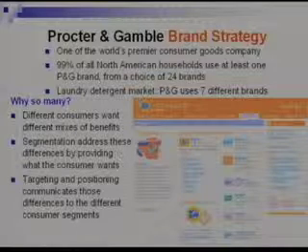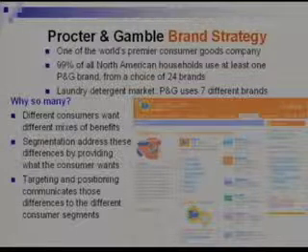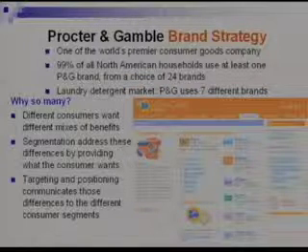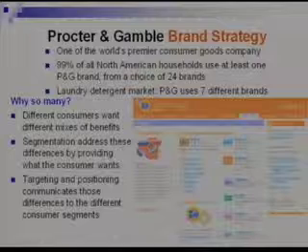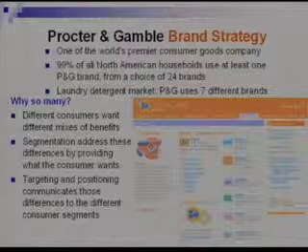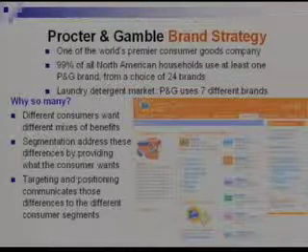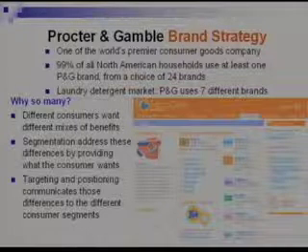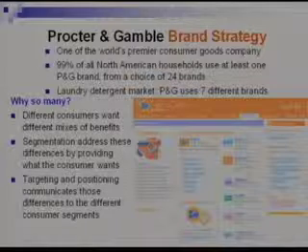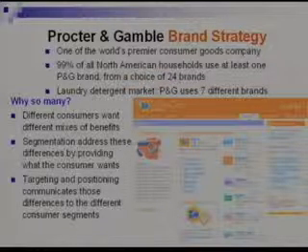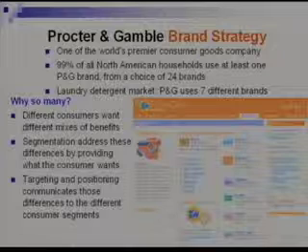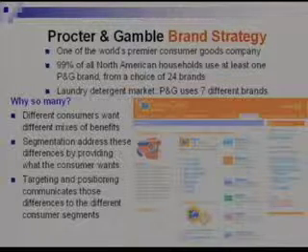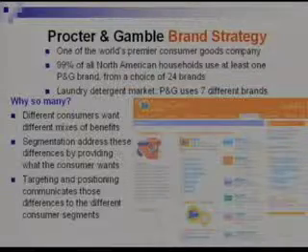Some want strong, some want not so strong. Some want to wash their colors separately from their whites. Others want to do it in one load. Some want cold temperatures, others want hot temperatures. Some have delicates, some have baby clothes, all different needs, and therefore they need different brands of detergents. And so segmenting the market allows Procter & Gamble to develop these particular products and target and position the products to these exact needs that consumers have.